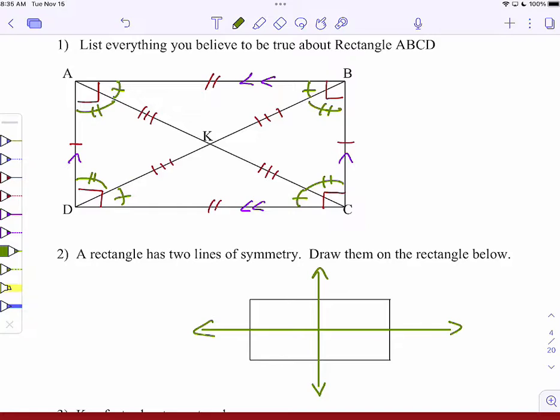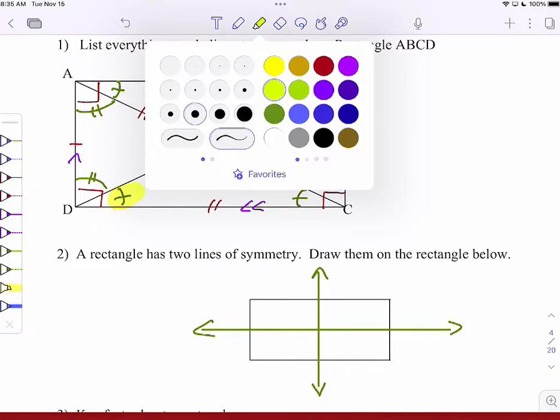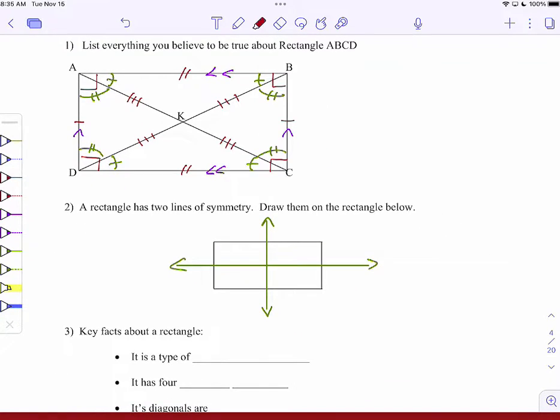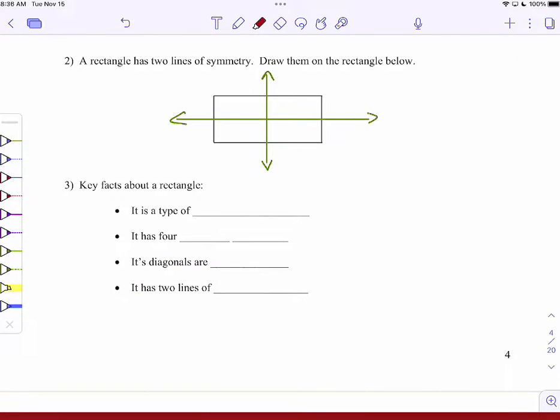So in a parallelogram, I would have these angles equal, but in a rectangle, there's more equal angles. In other words, in a parallelogram, these 2 are equal, and these 2 are equal, but in a rectangle, all 4 of those are equal. So it's parallelogram properties plus more. Okay, the lines of symmetry, if you can understand it, you flip it over, anything that lands on itself, those are congruent pieces.